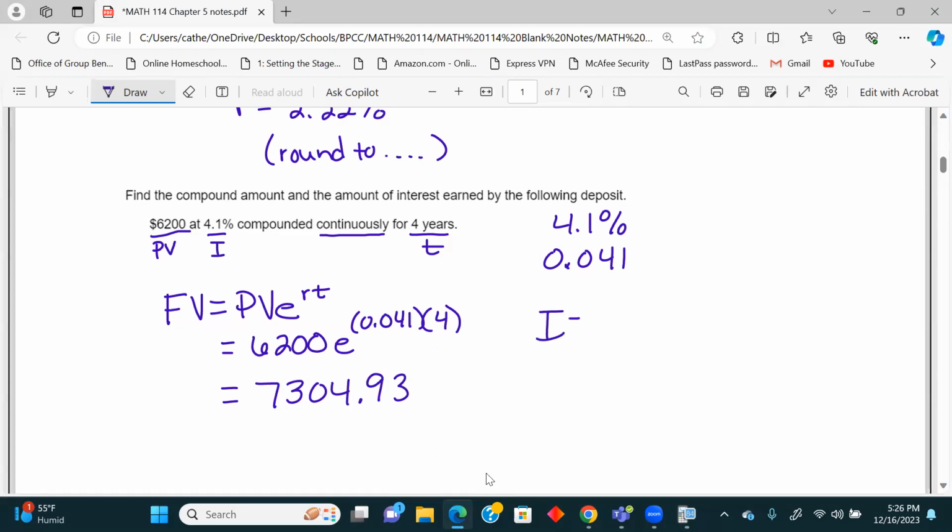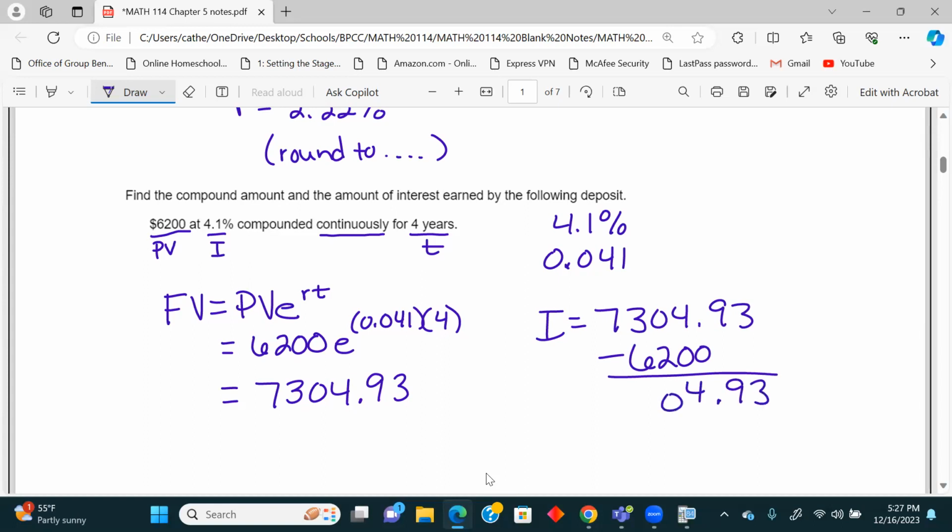So the interest is going to be the 7,304, excuse me, 0.93 minus the 6,200 that we originally invested. You can put this in your calculator. So this is the interest that's earned, the $1,104.93.